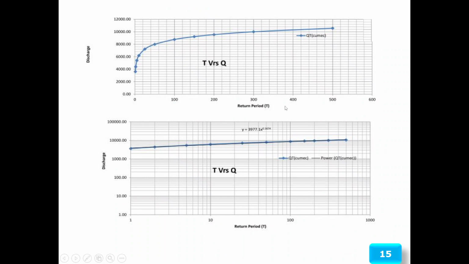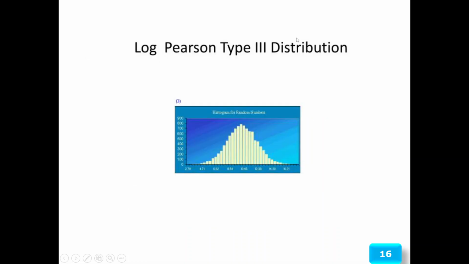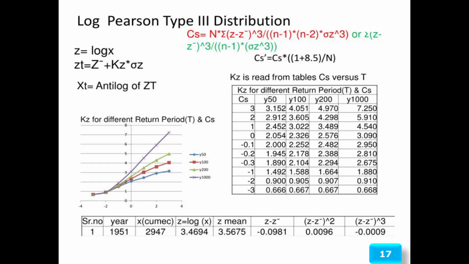So based on this return period T, we plot T versus Q. See here QT, then the power based, then QT based. Next, the Log Pearson Type 3 distribution, with a histogram of the peak period for random numbers. Log Pearson Type 3 distribution: Cs is equal to n into the summation of (z minus z bar) power 3, divided by (n minus 1) into (n minus 2) into sigma z power 3.